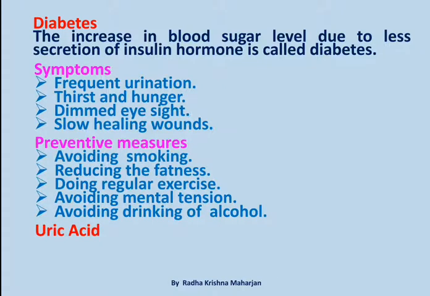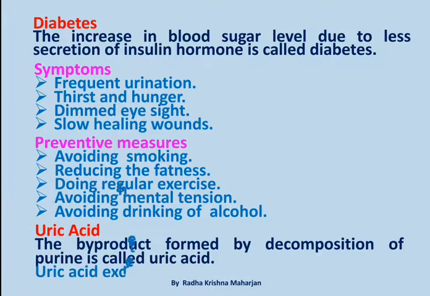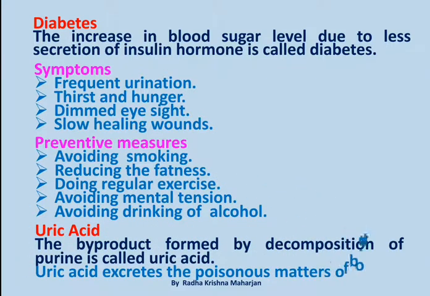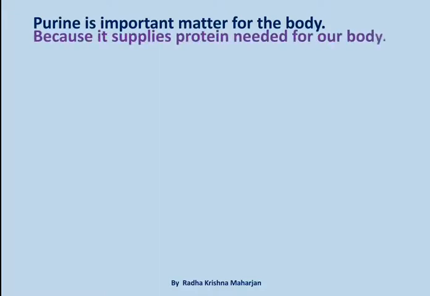Uric acid: the byproduct formed by decomposition of purine is called uric acid. Uric acid excretes the poisonous matters of body. Purine is important matter for the body because it supplies protein needed for our body.